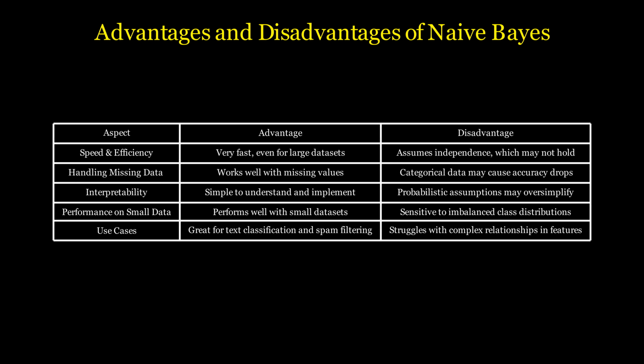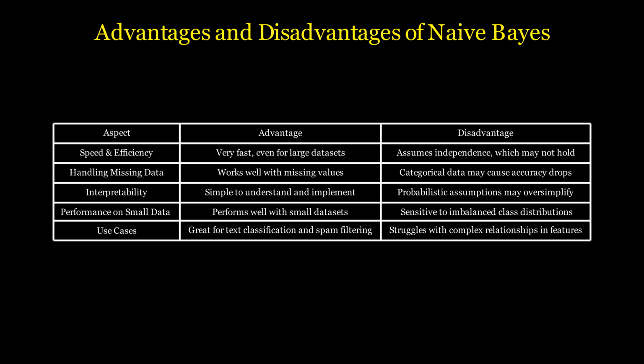Naive Bayes can handle missing values well, making it robust for real-world data. However, categorical features can sometimes cause accuracy drops if not properly pre-processed. Naive Bayes is simple and easy to interpret, making it useful for explainable AI. However, its probabilistic assumptions can be too simplistic in certain scenarios.